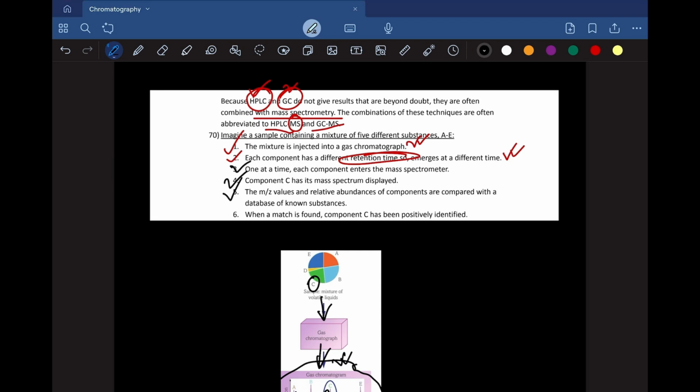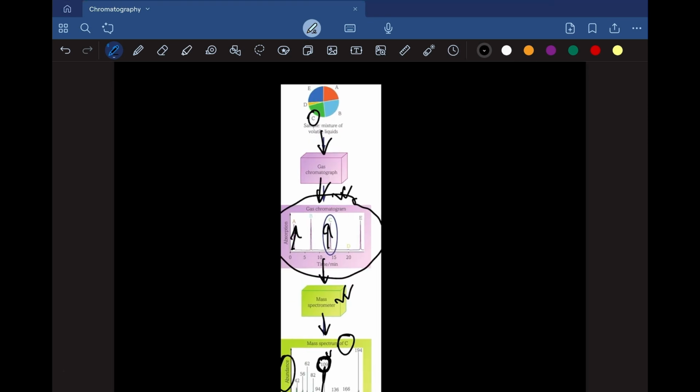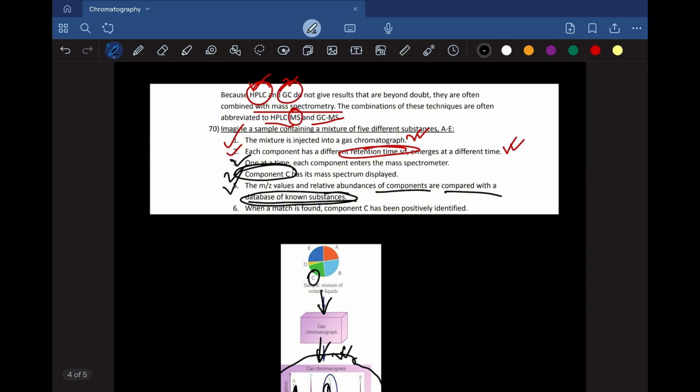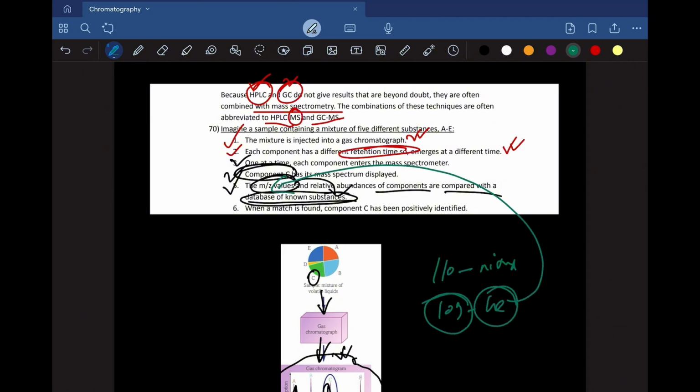Now in the fifth point, they have said the mass to charge values and relative abundance of components are compared with a database of known substances. We know the database of known substances. Let's say this component C has a value of 109. So if it has a mass to charge value of 109, then we will go to our known database and look, let's say in the known database we have written 110 is for nitrogen and 109 is for helium. So as we have got a value of 109, we can understand that component C was helium. So when a match is found, component C has been positively identified. So we have identified our component C. So basically this is what chromatography is all about.